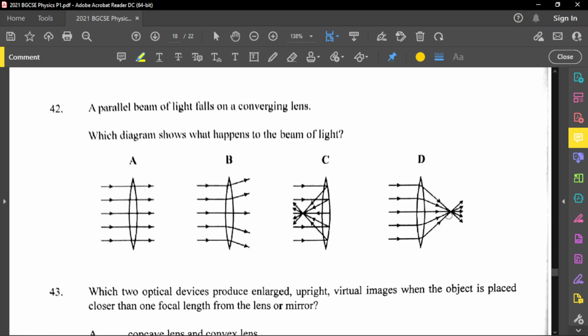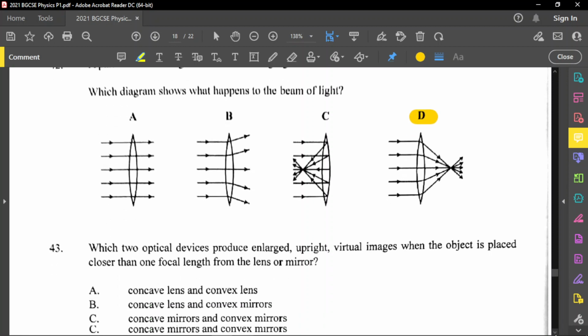So the rays must converge, which means they come together. That's what the word converging lens means. It will not be reflected as shown in C because C is actually representing a what? Mirror. So D here has to be our correct answer. The rays will converge and meet at one point.